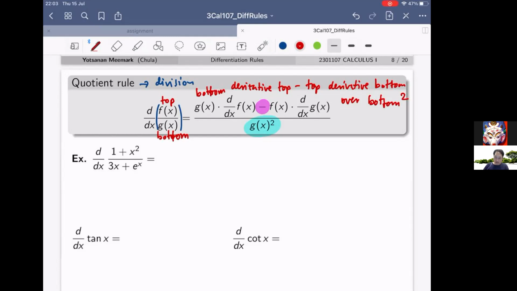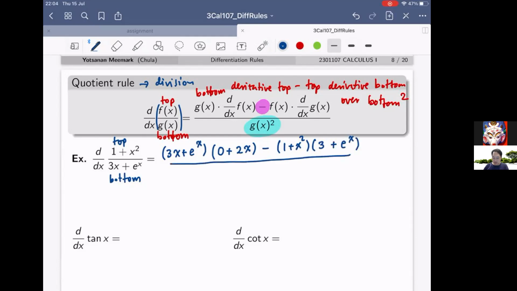So here's your top, there's your bottom. Okay, so it becomes what? The bottom first, okay, derivative of the top, derivative of 1 is 0, derivative of x squared becomes 2x, minus the top, derivative of the bottom, 3x becomes what? 3, e to the x becomes e to the x itself, and then over your bottom square.